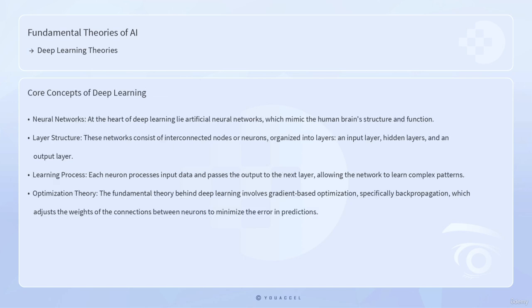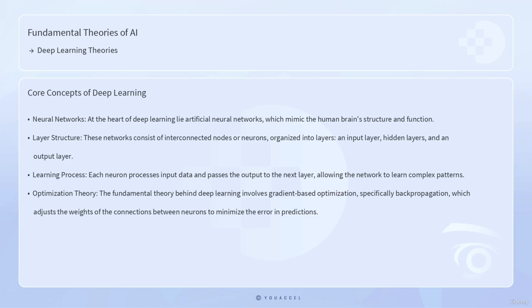At the heart of deep learning lie artificial neural networks, which mimic the human brain's structure and function. These networks consist of interconnected nodes or neurons, organized into layers: an input layer, hidden layers, and an output layer. Each neuron processes input data and passes the output to the next layer, allowing the network to learn complex patterns.